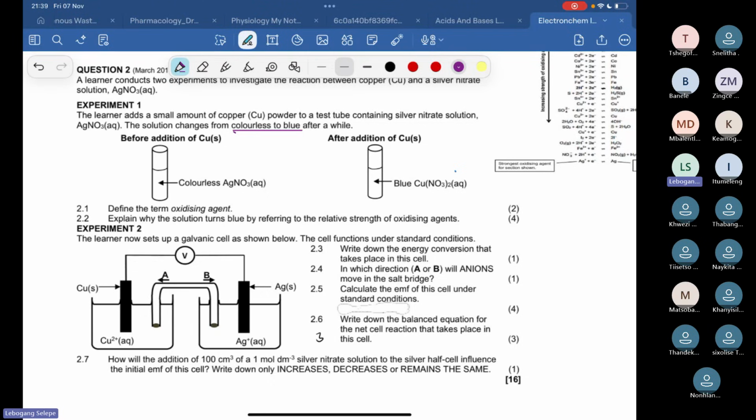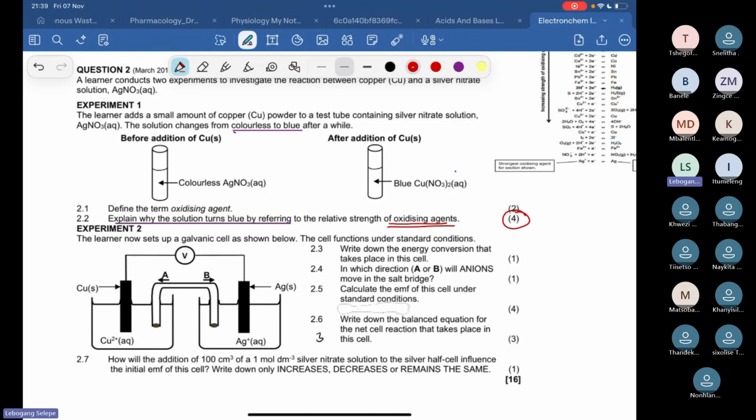So they want us to explain why the solution turns blue, or explain why there's a spontaneous reaction, by referring to the relative strength of oxidizing agents. Look, here they were specific. Use the strength of oxidizing agent. 4 marks. How would you guys explain this one? I'm expecting this one to be an easy one.